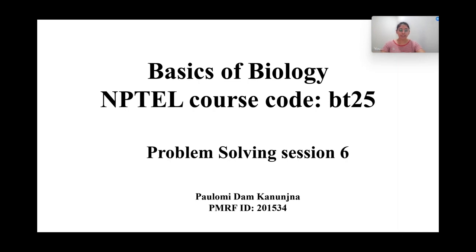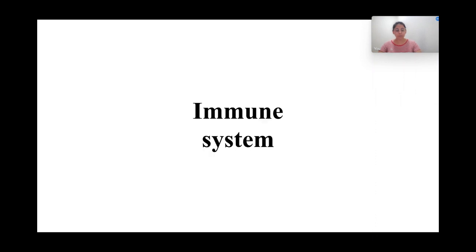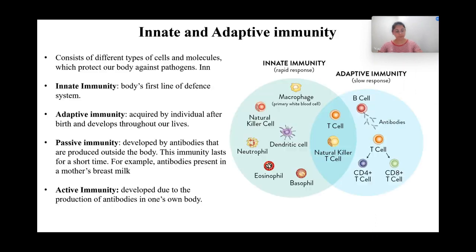Hi everyone, this is the problem solving session 6 for basics of biology, and today we're going to study about the immune system. So the immune system is the line of defense for your body. It involves multiple kinds of cells and the components of your systems that are involved in defending the body against various kinds of pathogens.